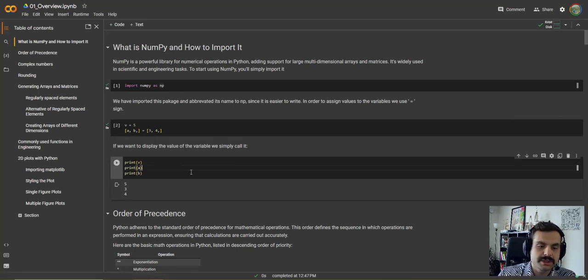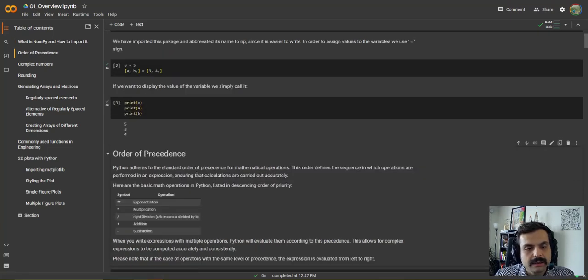Print is another function that is utilized to display things. And once we print those variables, you can see V is 5, A is 3, and B is 4. So they are assigned correctly.